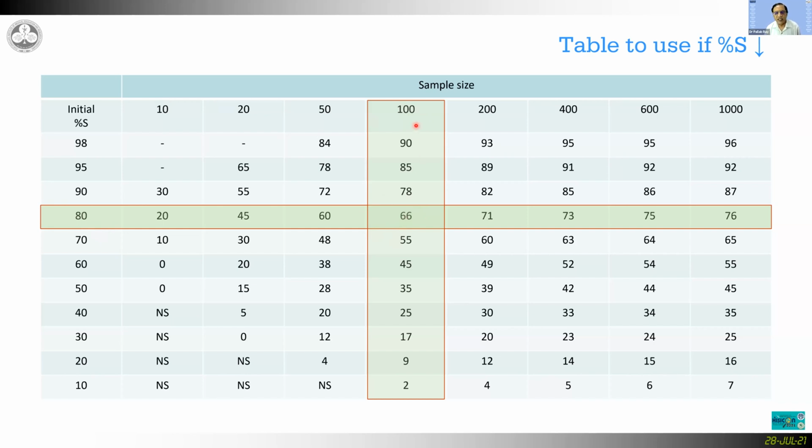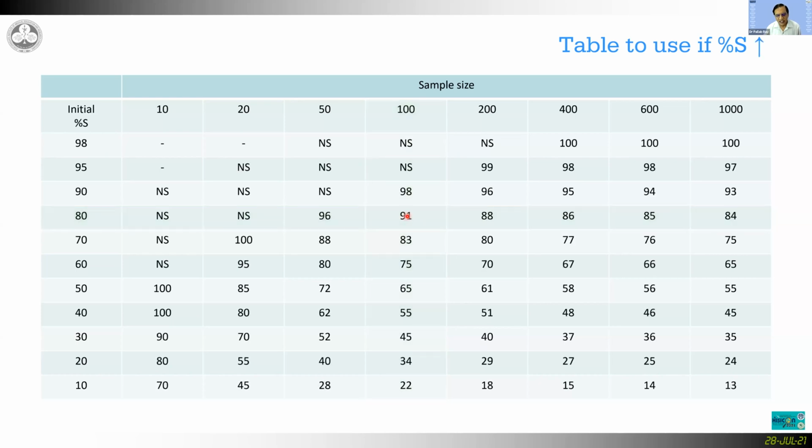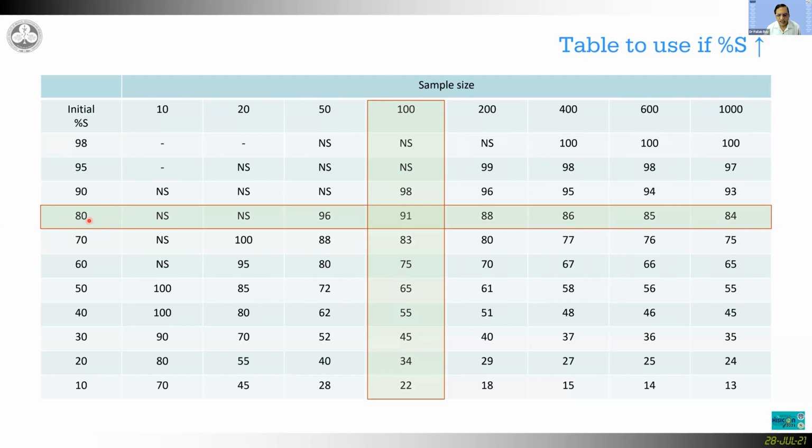For example, with a sample size of 100 and an initial susceptibility of 80%, it should go below 66% to become significant. Otherwise, this may be because of chance happening. Similarly, how much it should be raised is shown in the next table. Say 100 sample size and initial 80%. It should go beyond 91% to say that it has gone up significantly.